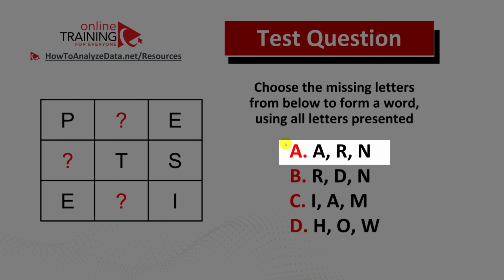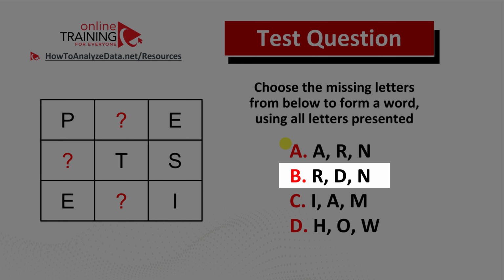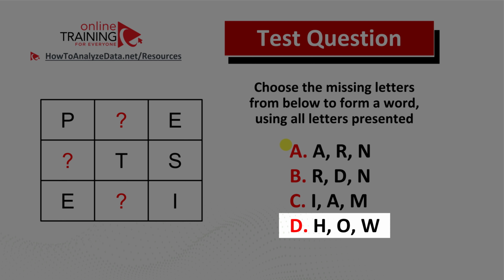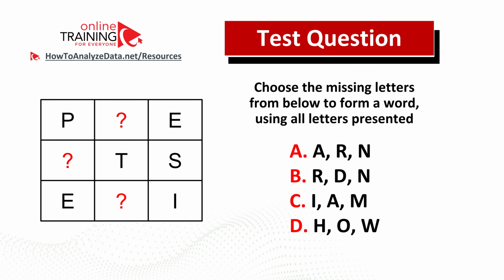Choice A, ARN. Choice B, RDN. Choice C, IAM. And choice D, HOW. Do you think you know the answer? Now might be a good time to pause this video to see if you can come up with the solution on your own.